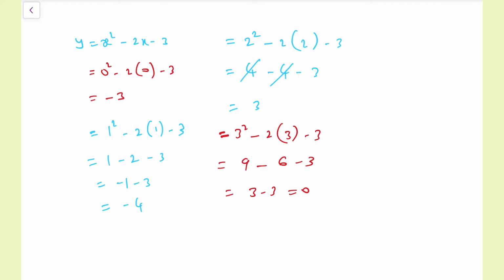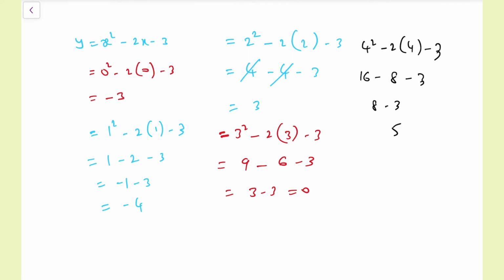Now for the same polynomial I am going to substitute 4. So that will be 4 square minus 2 into 4, sorry, not plus, minus 3. 4 square is 16, minus 2 fours are 8, minus 3. 16 minus 8 is 8, 8 minus 3 is 5.